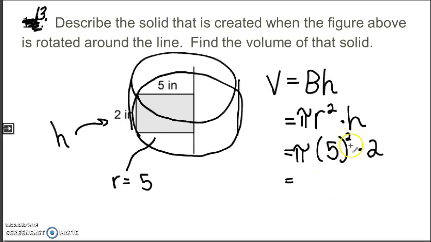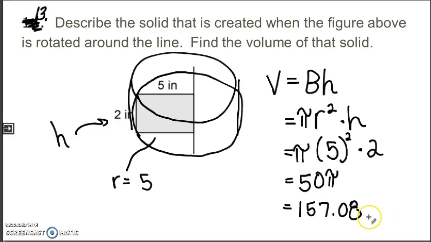So 5 squared is 25, times 2 is 50 pi. That's the exact answer, 50 pi. If I multiply that times pi, I end up with about 157.08. And that's inches cubed.